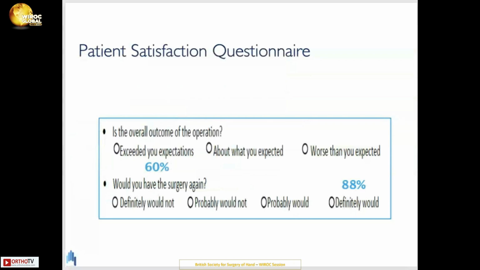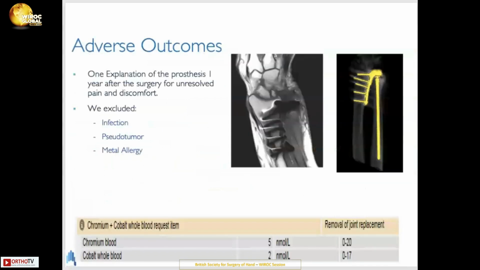Patient satisfaction, pretty good in the short term. We had one really painful, and we still don't know why. We looked for everything, couldn't find it, and had to take it out. And that left a problem. What do you do once you've taken it out to give you a painless but stable forearm?